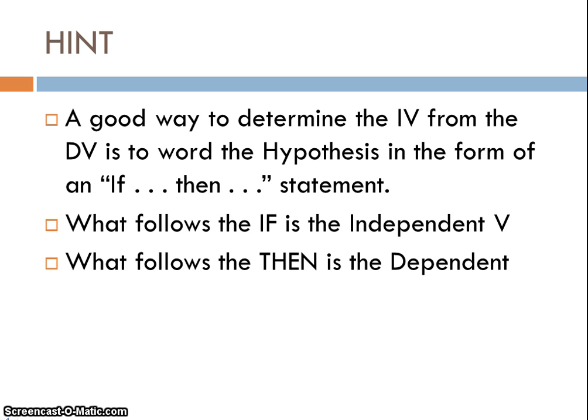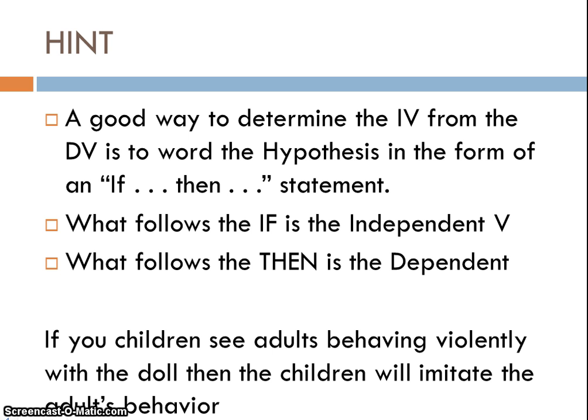Whatever follows the if is the independent variable. Whatever follows the then is the dependent variable. So take Bandura's study again. Let's say you're having trouble with the independent versus dependent. A good way to do this is to make a statement. If young children see adults behaving violently with the Bobo doll, then the children will imitate the adult's behavior. What follows the if is the independent variable, whether or not the children saw the adults playing violently. Whatever follows the then is the dependent variable. The dependent variable is the children's behavior.